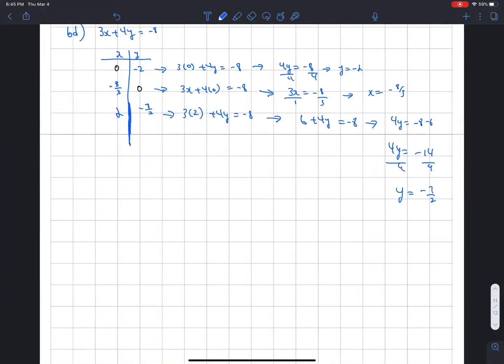Okay, so now we can sketch these points out. We have 0 and -2. -8/3 is -2.66 and 0. And then 2 and -3.5. There. Those are the answers for 6D. Okay, I'll see you guys in question 7.